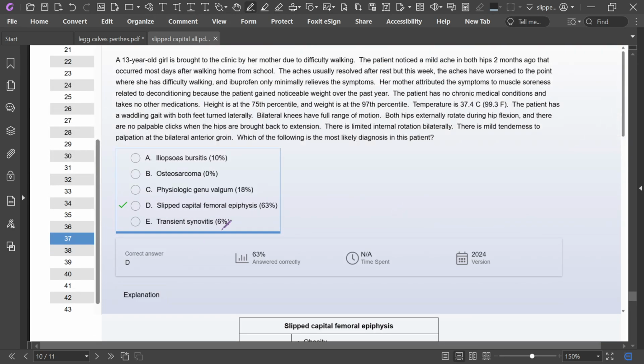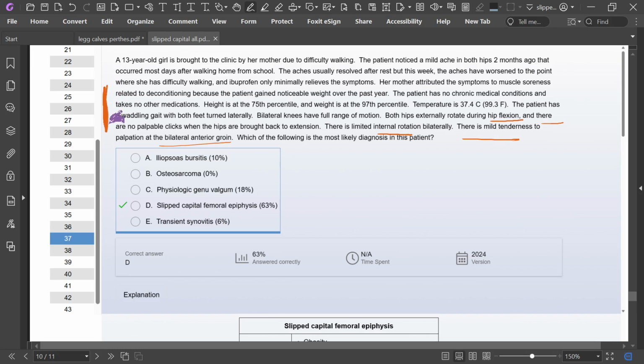Okay, if we look at this question, there is limited internal rotation bilaterally, and mild tenderness in the bilateral anterior groin. Both hips externally rotate during hip flexion. There is no palpable clip when the hips are brought together during extension.